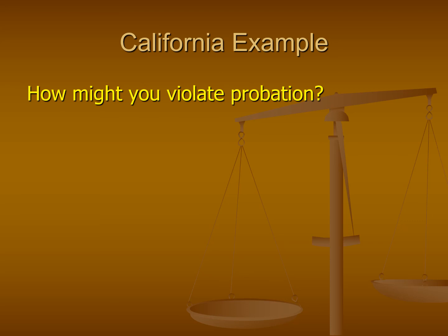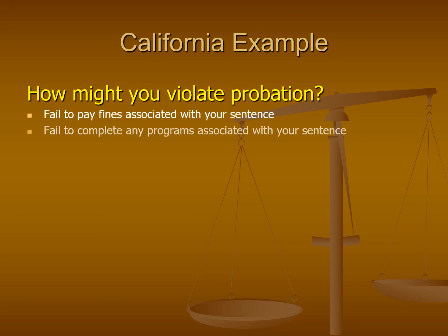And this is just, once again, a small snapshot of the types of things for which individuals can have their probation violated. Failure to pay fines. And so what happens if you don't have the money? Well, you're in violation of your probation. Failure to complete any programs, right? So if you're not showing up to counseling or therapy or treatment or whatever it may be, that can be a violation of your probation.